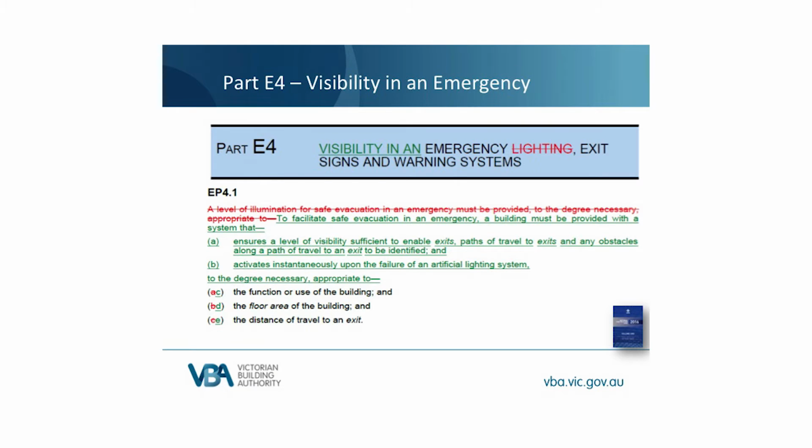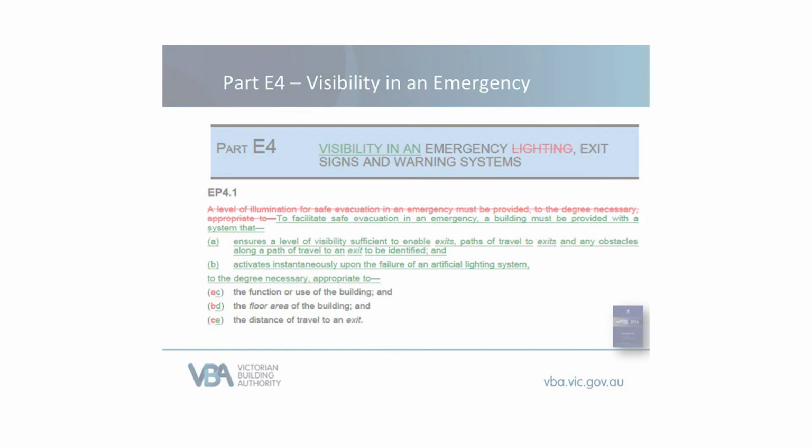A new subclause A has been included to require sufficient visibility of exits and paths of travel to an exit in lieu of a level of illumination. A new subclause B has been included to require a system used to provide a sufficient visibility in A to activate instantaneously upon the failure of an artificial lighting system. Consequently, the existing subclauses have been renumbered.